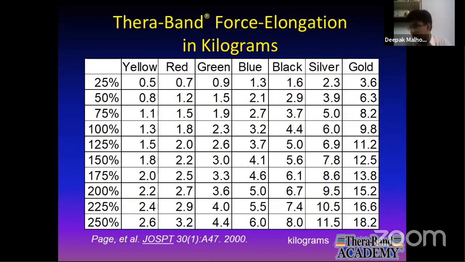Similarly, this is the gold band, and this is a silver band. Similarly, you have black, blue, green, red, yellow. So a silver band, if it is elongated by 175%, would give 8.6 kgs of resistance, and a gold band at 250% elongation will give 18.2 kgs of resistance.